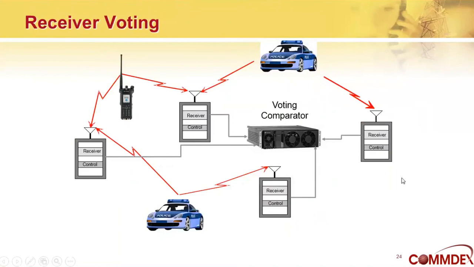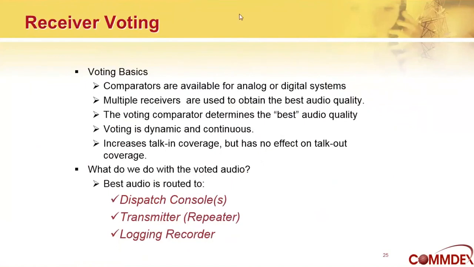So how do we do that? We do it with a device called a voting comparator. So receiver voting is a way you can select the best signal from these distributed receivers. The comparator unit is the piece of hardware that does that. They are made for both analog and digital systems.